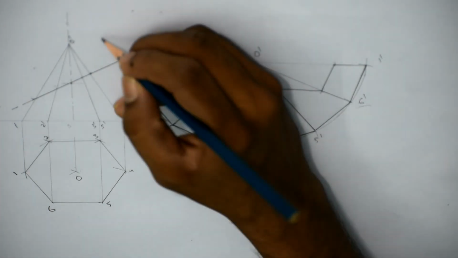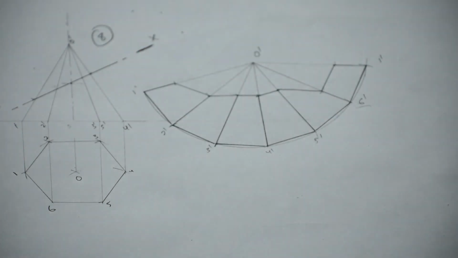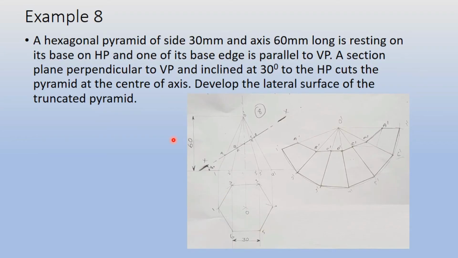Thank you. Your exercise number 8 is completed. So this is the final solution of example number 8. As you can see on your screen, if you cut the pyramid from this center, its triangular faces will get cut. So this is its remaining surface. As we have seen already, this portion has been removed.